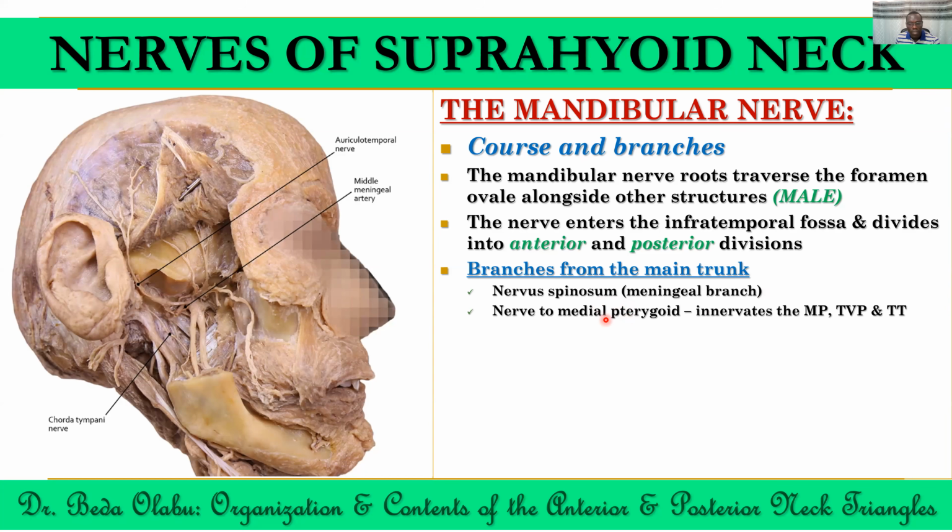The main trunk of the mandibular nerve also gives rise to the nerve to medial pterygoid muscle, which supplies the muscle medial pterygoid, but also supplies the tensor veli palatini and the tensor tympani muscle. So tensor veli palatini is a muscle of the soft palate. Tensor tympani is a muscle of the middle ear. They are all from the first pharyngeal arch.